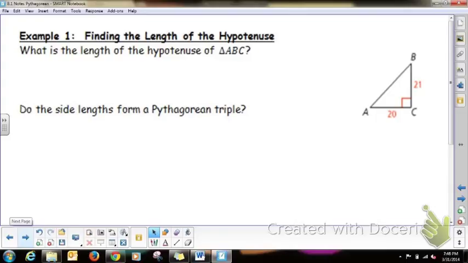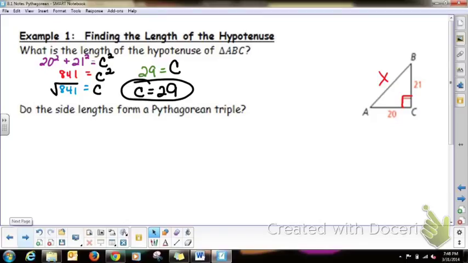So, you know how to do this already. Pause this video for a minute and set this up. We're looking for the length of the hypotenuse of this right triangle, ABC. We know it's a right triangle, that's given to us. So, pause the video, find the length of the hypotenuse of triangle ABC, and then determine, does this form a Pythagorean triple?